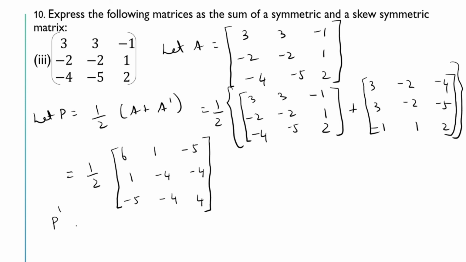P transpose is equal to half of the first row becomes the first column, second row becomes the second column, and the third row becomes the third column. So it is equal to P. This is equal to P. Therefore, P is symmetric.